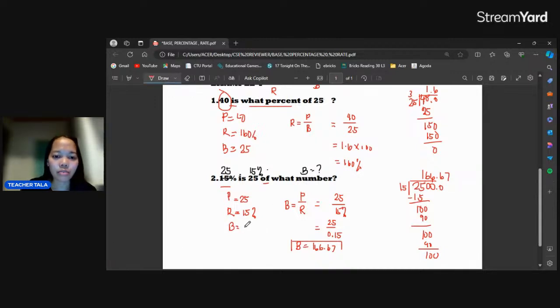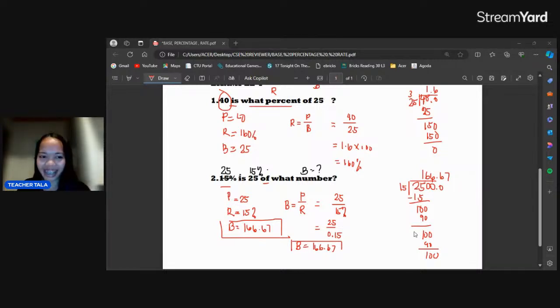Okay? Kaya, kung feel ninyo, wala kayong value, hindi pa kayo nasa tamang tao. Okay. So, yun yung discussion natin ngayon. It's all about the base, percentage, and the rate.